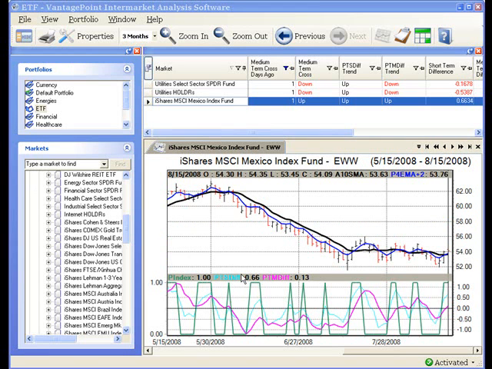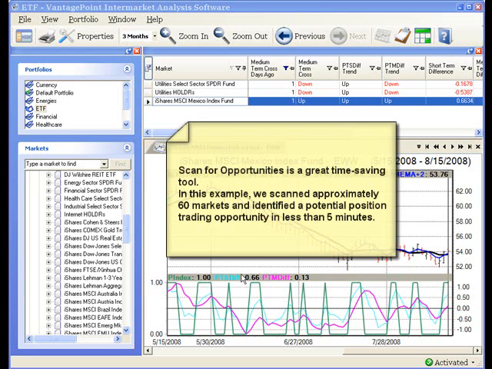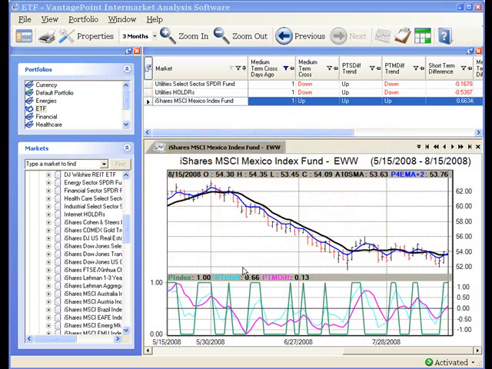So you can see how much time Scan for Opportunities will save you each day as you go through markets and attempt to identify potential trading opportunities. For example, even with me talking you through it and describing these indicators, it still took us roughly 5 minutes to scan 60 or more ETF markets and identify one potential opportunity. So this is an excellent time-saving feature that you should be putting to use to help you with your VantagePoint analysis.